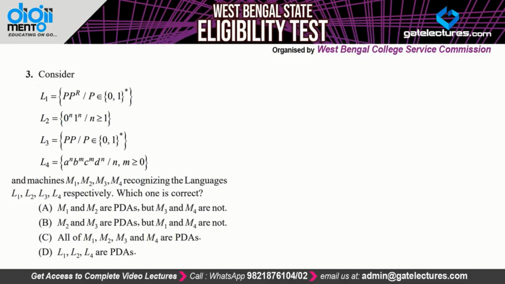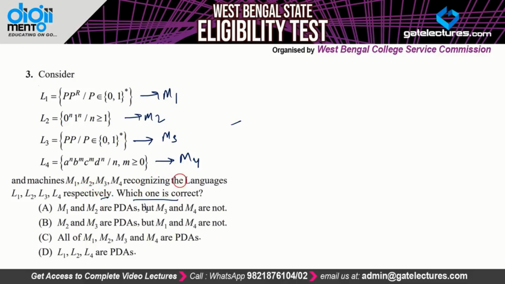L1, L2, L3 and L4. Out of these languages we have machines. For the language L1 we have machine M1. For the second language we have machine M2. For the third language we have machine M3, and for the fourth language we have machine M4. They are saying the machines recognize the languages L1, L2, L3 and L4 respectively.